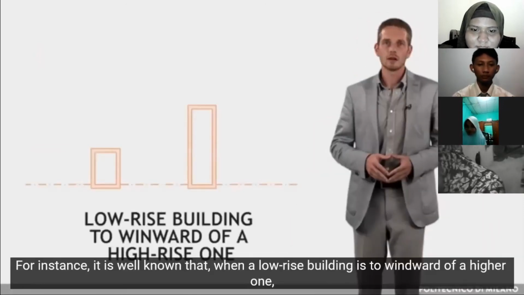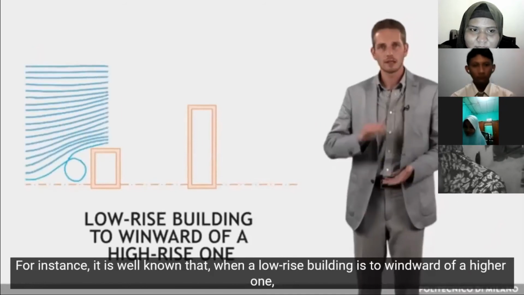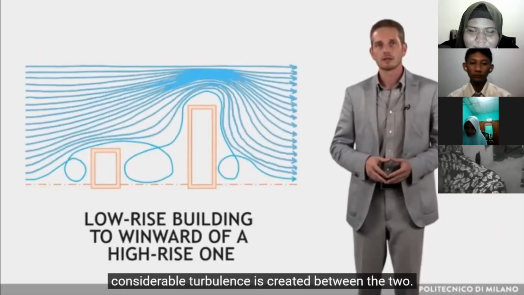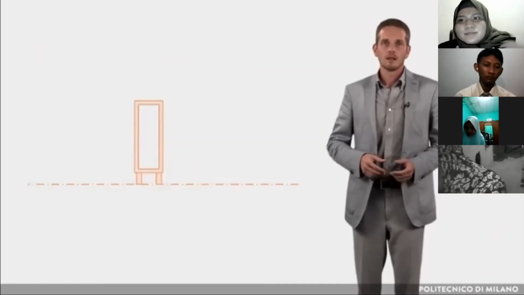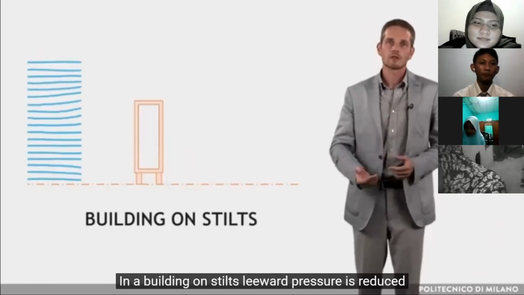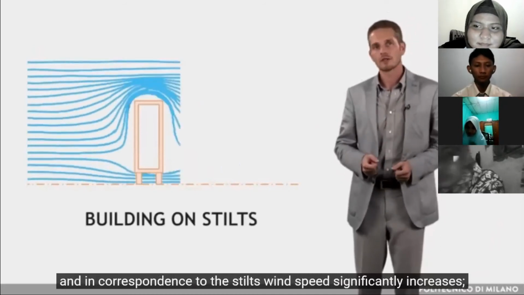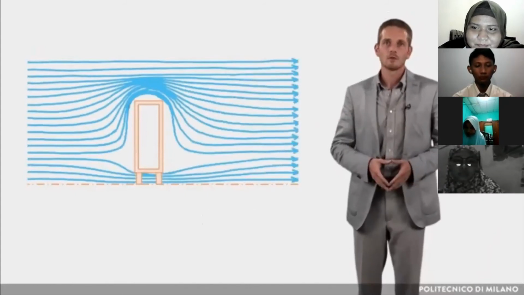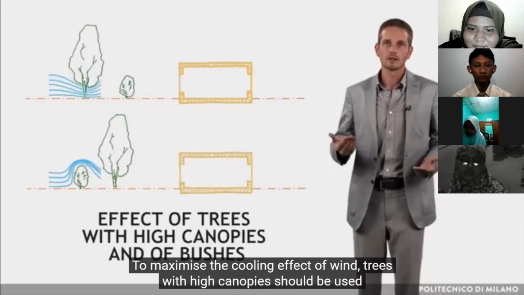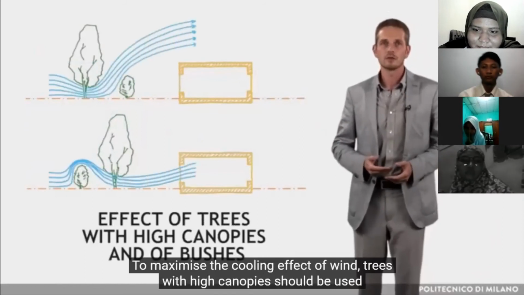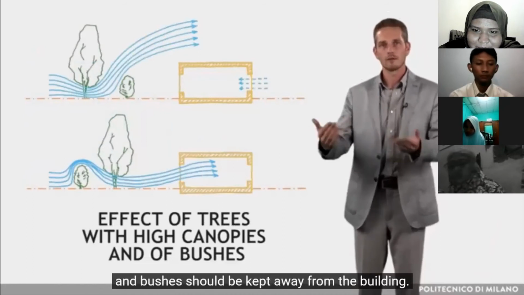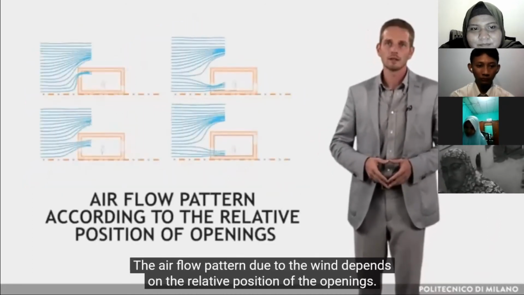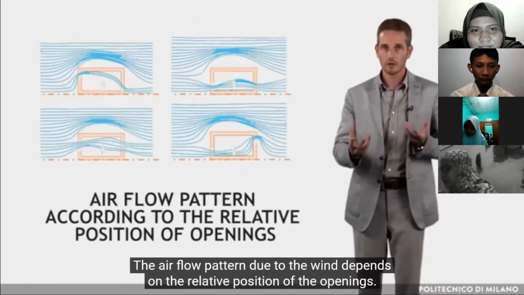For instance, it is well known that when a low-rise building is to windward of a higher one, considerable turbulence is created between the two. In buildings on stilts, leeward pressure is reduced, and in correspondence to the stilts, wind speed significantly increases. To maximize the cooling effect of the wind, trees with high canopy should be used and bushes should be kept away from the building. The airflow pattern due to the wind depends on the relative position of the openings.